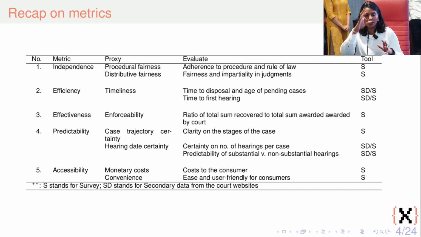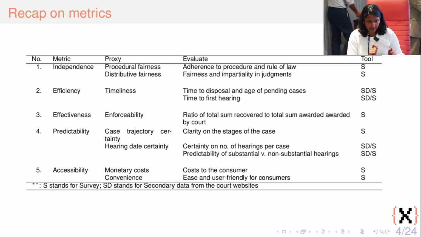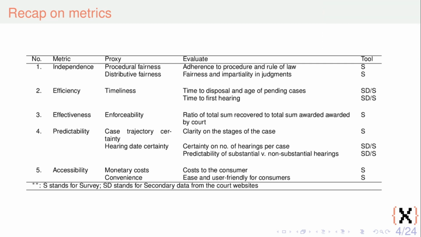So we have a bunch of ways to evaluate this, in particular, pointing out how we can actually measure these 5 metrics. So that's what you are seeing in the third column. For instance, when it comes to timeliness, we look at two modes of evaluation: time to disposal of a case, age of the pending cases, and how long till you reach a first hearing, for instance.